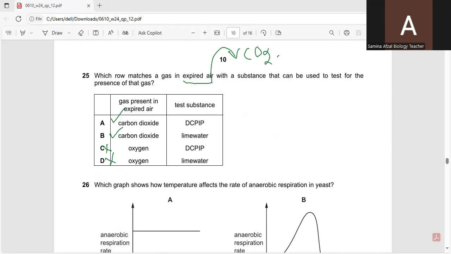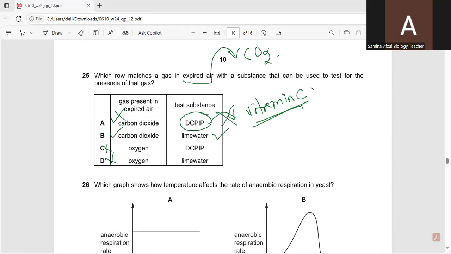The first test substance is DCPIP. DCPIP is a substance which is used to find out the presence of ascorbic acid or vitamin C. So this is not the correct option.